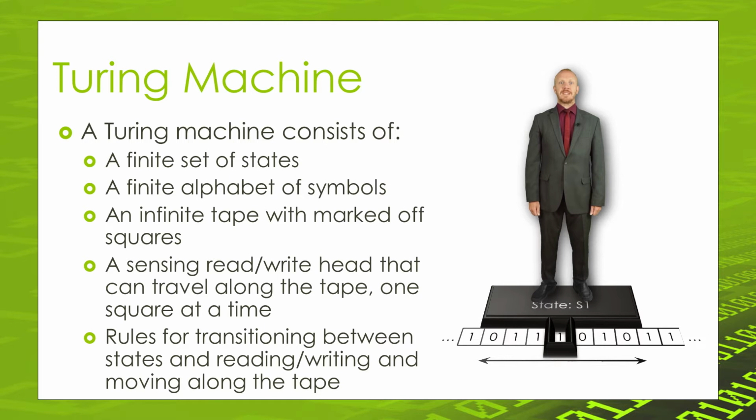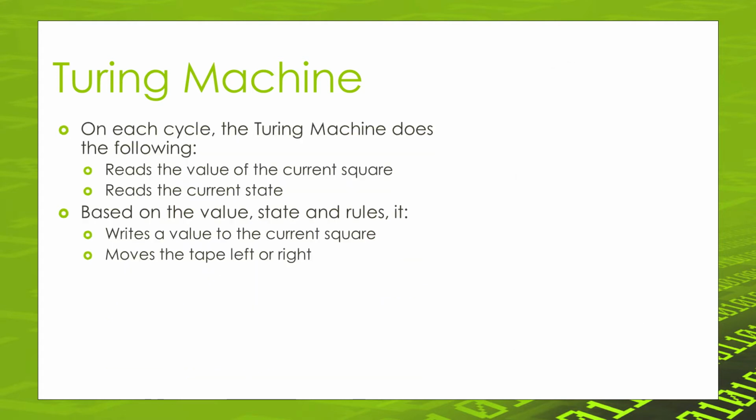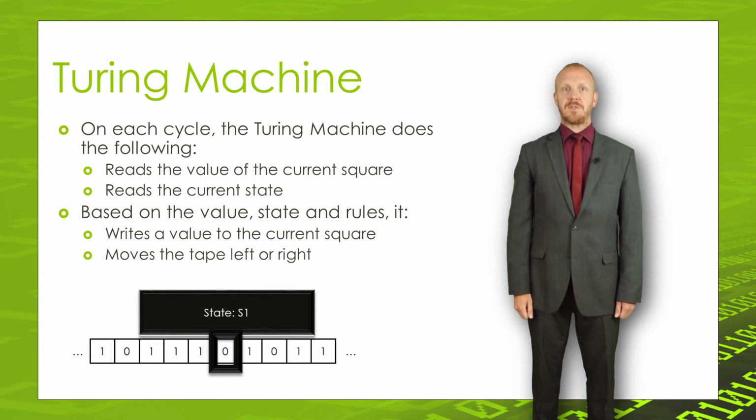A Turing machine consists of a finite set of states, a finite alphabet of symbols, an infinite tape with marked off squares, a sensing read and write head that can travel along the tape one square at a time, and rules for transitioning between states and reading and writing and moving along the tape. On each cycle, the Turing machine does the following. It reads the value of the current square and it reads the current state. Then, based on the value and state, it writes a value to the current square, changes the state and moves the tape left or right.